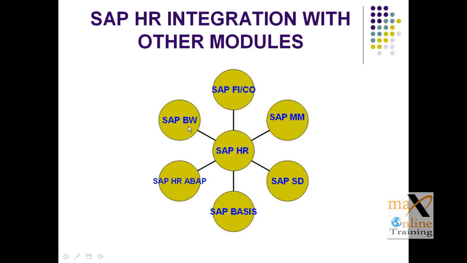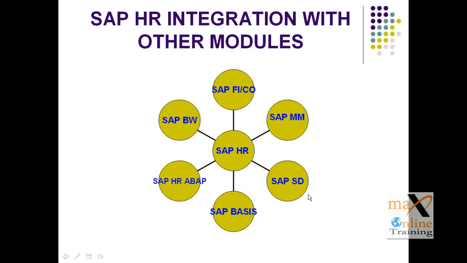BW, SAP BW, means business warehouse. You may have heard of data warehousing, which keeps the data in a particular system, systematically, package-wise. Basis, already I have told you, means administration here. LAN, WAN connections, authorizations, everything is dealt with under Basis. Basis is also connected with HR.